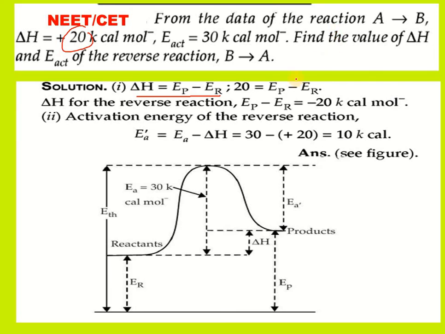And one thing to note is that delta H for the reverse reaction will become negative. This is positive for the first one. When it is asking the reverse reaction, this will become negative. So the activation energy of the reverse reaction, from the picture also you can observe, that is Ea dash. Ea dash is equal to Ea minus delta H. Then 30 minus 20, that is 10 kilocalories. This is the answer for this one.